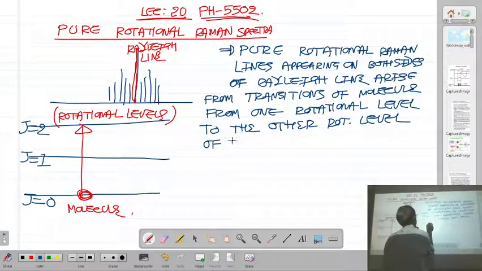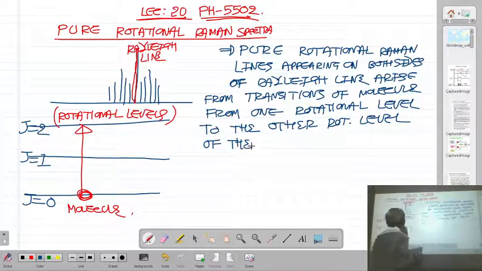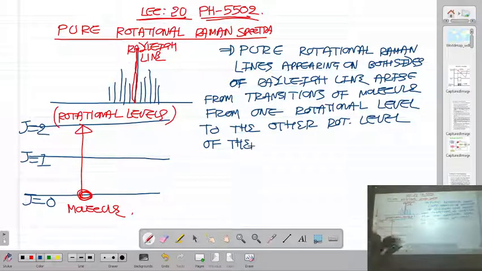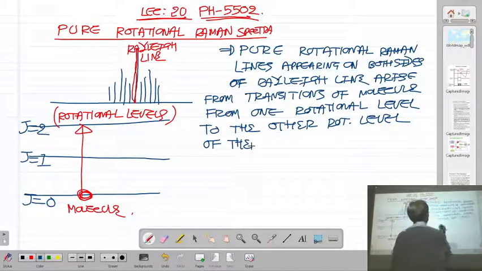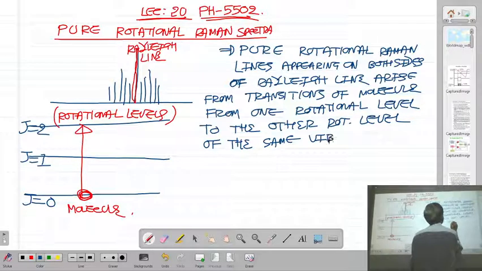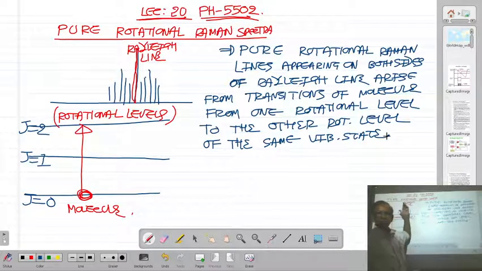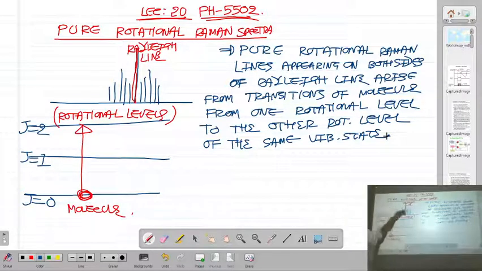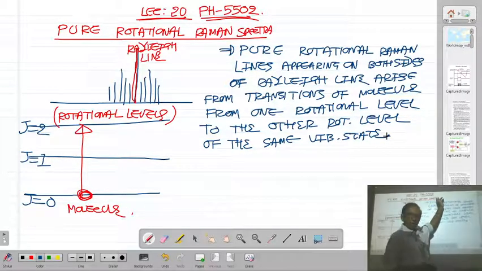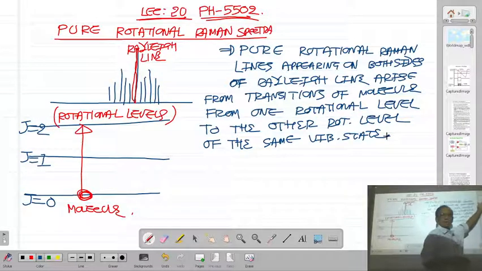The same vibration. Both these rotational levels belong to the same vibrational level, so the same vibrational state. I mentioned here, now we will see how these rotational Raman lines are obtained on both sides of the Rayleigh line due to the transition of the molecule from one rotational level to the other rotational level. So, pure rotational Raman lines.